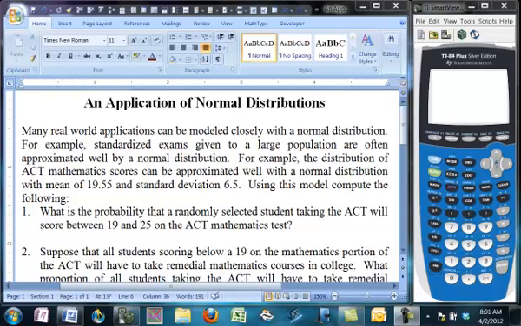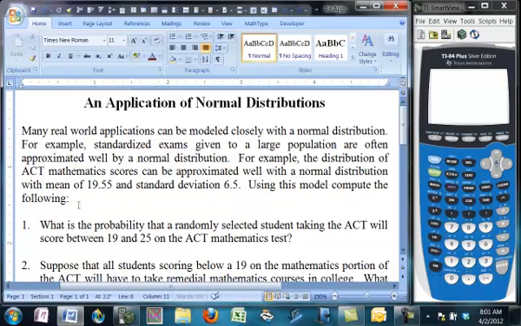We're going to use this model to compute some different probabilities and inverse probabilities. So we're going to be using a calculator in this course or other computer software to compute values of the normal distribution and inverse normal.